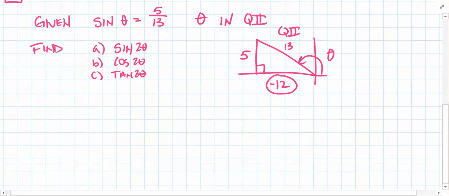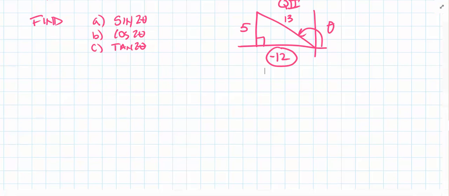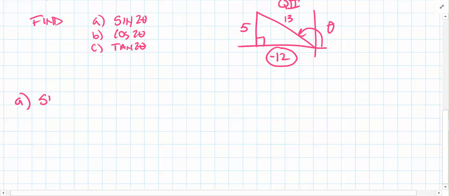So I'm going to move this up a little bit because we have all the information we need in the picture right there. So for part A, we're going to figure out the sine then of 2 theta. Unfortunately, we can't just double 5/13, right? That's not what that means. Instead, sine of 2 theta means 2 times the sine of theta times the cosine of theta.